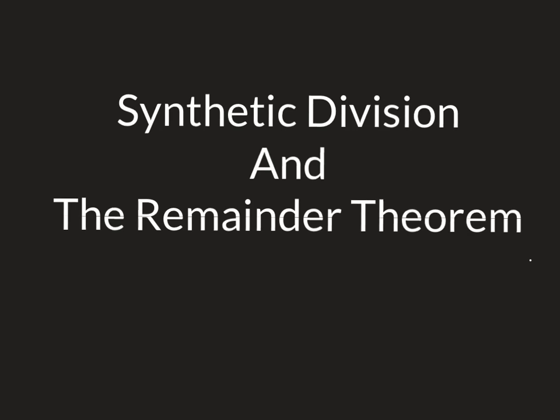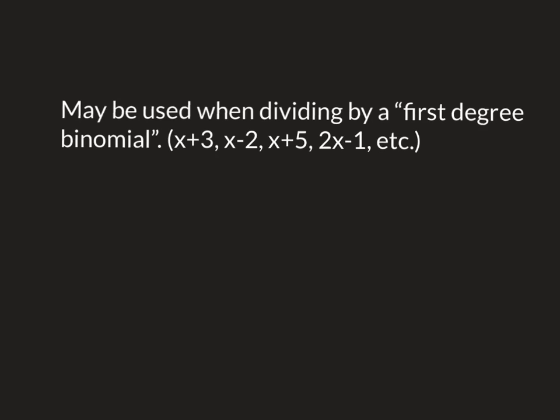Let's get started here. One rule you've got to know: you can only use synthetic division, the quick way, if you're dividing by a first degree binomial. Examples like dividing by x plus 3 or x minus 2 or x plus 5, 2x minus 1, where there's no squares or cubes or anything, and it's a binomial. I'm going to show you two examples real quick and how good this is, how fast it is.